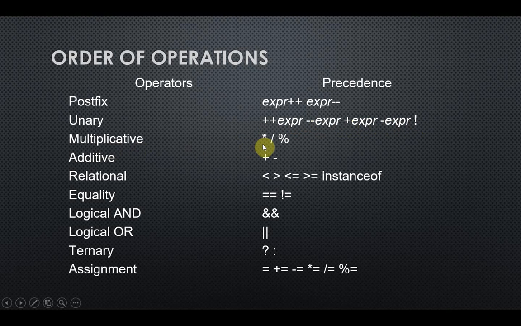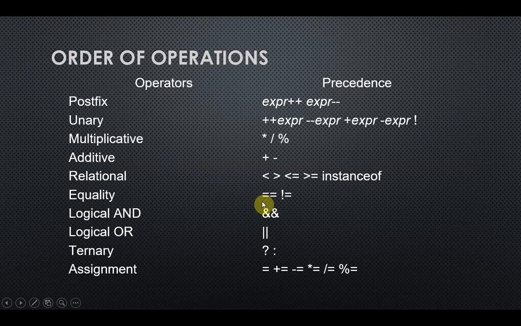Next comes multiplication, division, and modulus. These are evaluated left to right as they're written, after we evaluate our postfix, prefix and unary operators. Next comes additive, which is both addition and subtraction, evaluated after multiplication. Next comes the relational comparison operators: less than, greater than, less than or equal to, greater than or equal to, or instanceof. Instanceof is one of those special ones. It's outside the scope of this introduction to Java, but just know that it's there.